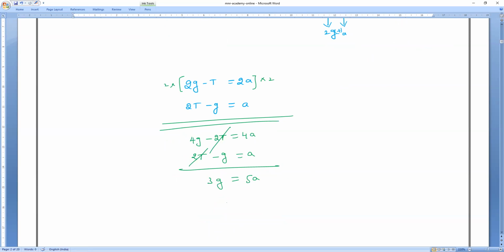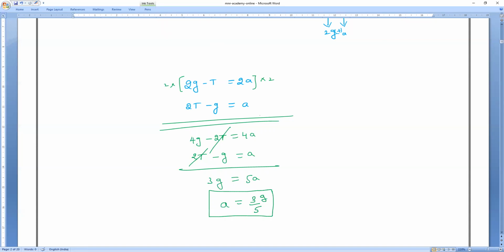So, 5 things. Then, A is equal to, what is the answer? 3 by 5G. 3 by 5G. So, that is the acceleration. Do you understand, everyone? Yes, sir.